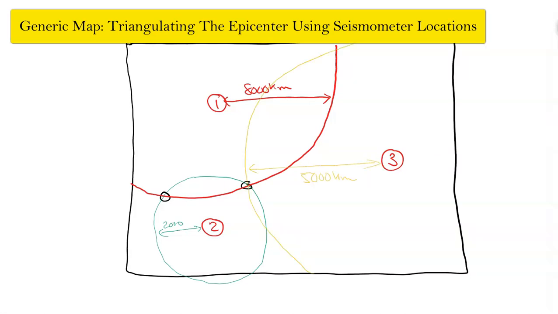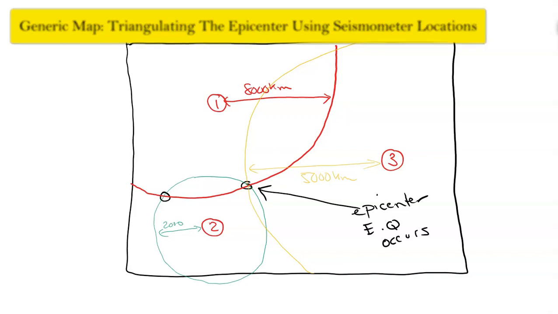Obviously it's not to scale, but what it's showing you is that when the three circles are drawn, using the distance from the epicenter that you found in the time travel graph and the P and S wave time difference, you get one location, which is right here, and this is our epicenter. This is where the earthquake happens, where the earthquake occurred. And this is called triangulation.